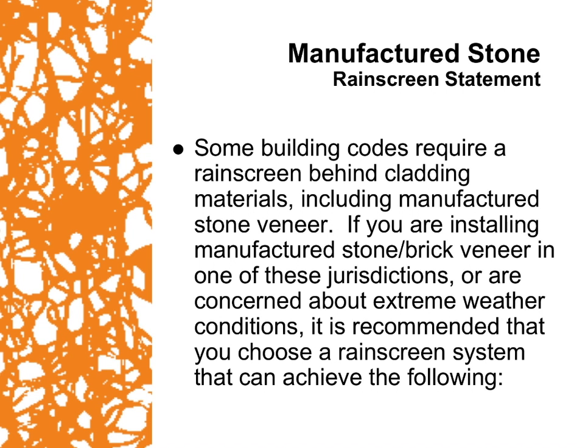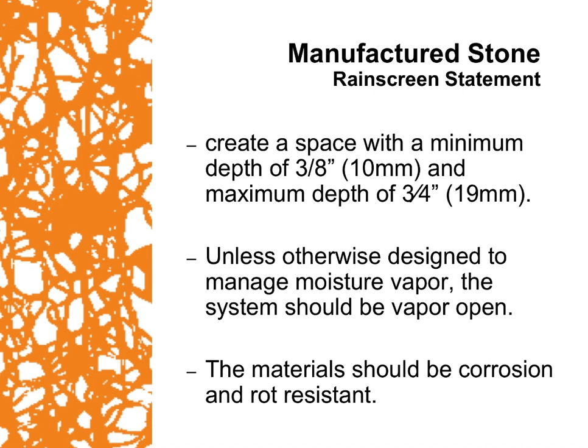Manufactured stone. Some building codes require a rainscreen behind cladding materials, including manufactured stone veneer. If you are installing manufactured stone or brick veneer in one of these jurisdictions, or are concerned about extreme weather conditions, it is recommended that you choose a rainscreen system that can achieve the following. Create a space with a minimum depth of 3/8 inch, 10 millimeters, and a maximum depth of 3/4 inch, 19 millimeters. Unless otherwise designed to manage moisture vapor, the system should be vapor open. And last, the materials should be corrosion and rot resistant.